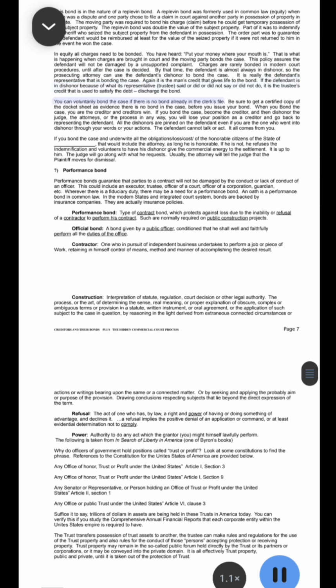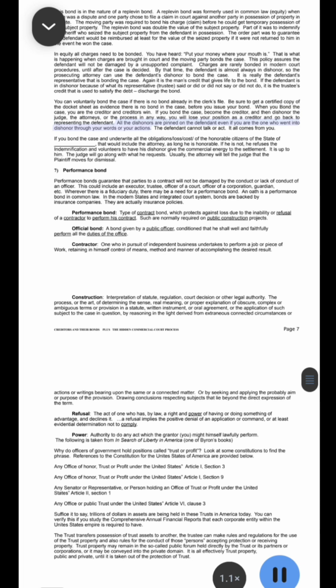You can voluntarily bond the case if there is no bond already in the clerk's file. Be sure to get a certified copy of the docket sheet as evidence there is no bond in the case before you issue your bond. When you bond the case, you are the creditor and creditors win. If you bond the case, become the creditor, and then dishonor the judge, the attorneys, or the process in any way, you will lose your position as a creditor and go back to representing the defendant.